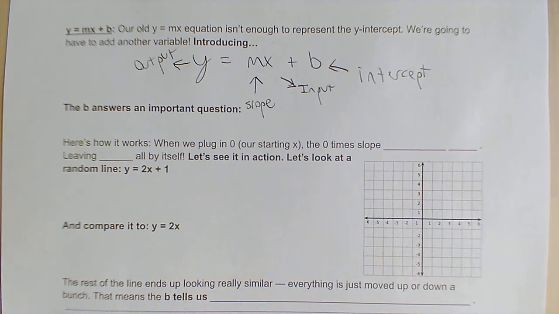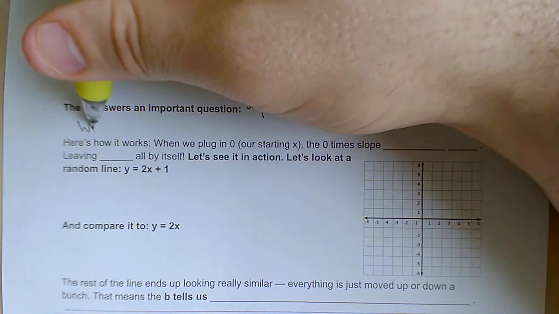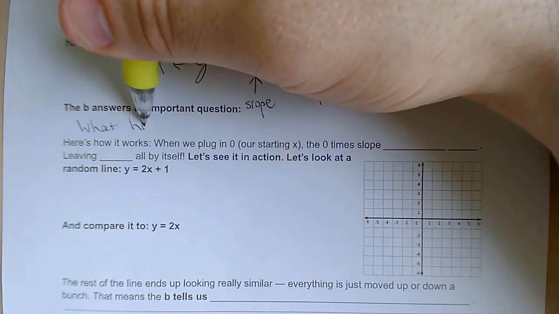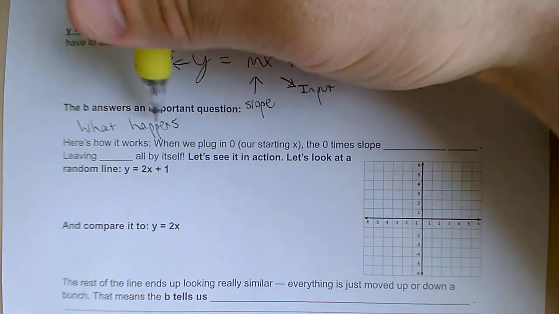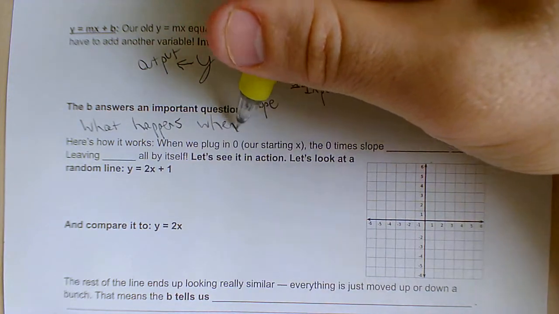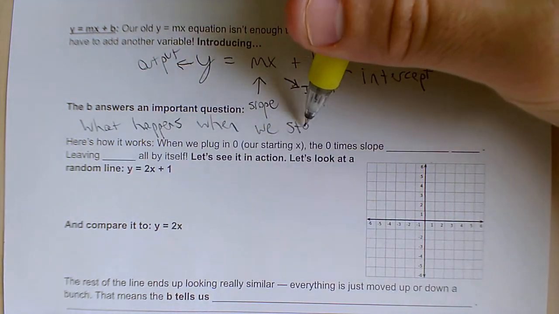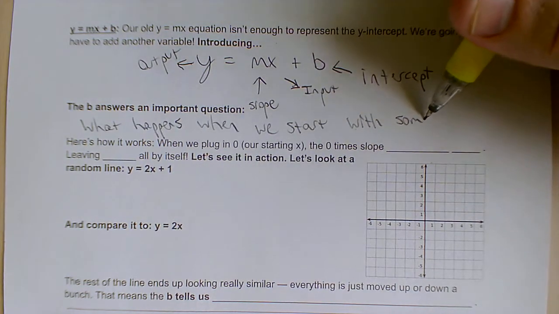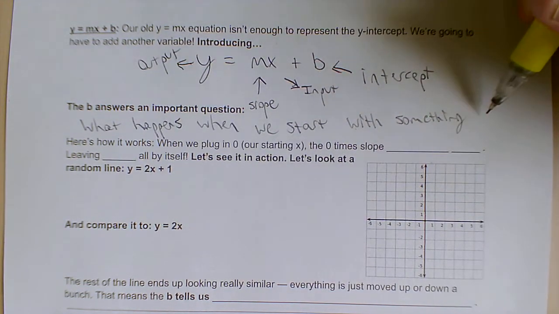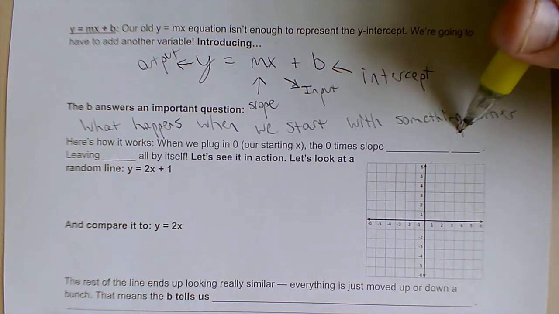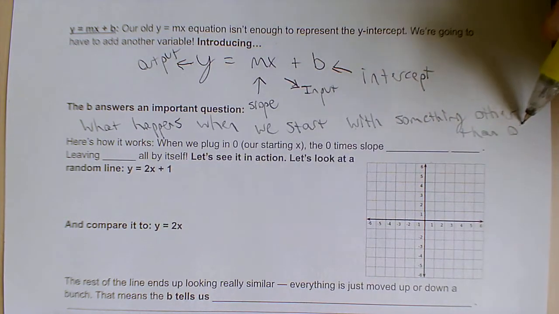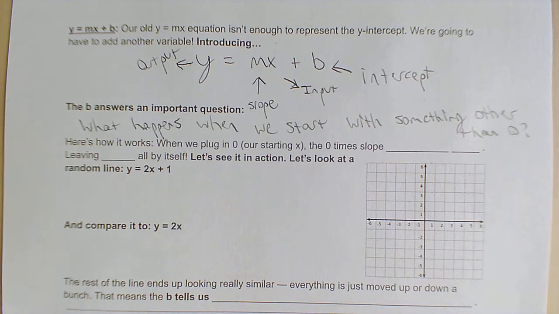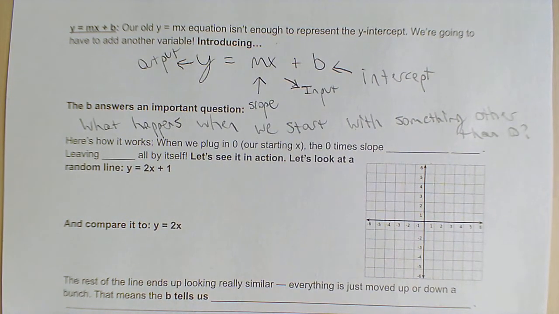So, our b answers an important question. What happens when we start with something other than 0?